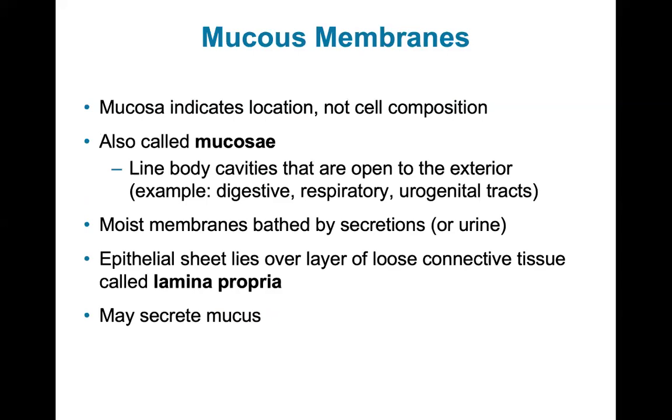These are going to line body cavities that are open to the exterior, for example, the digestive tract, GI tract, the respiratory tract, and the urogenital tract. These are going to contain moist membranes bathed by secretions, or, for example, other things such as urine. They are epithelial sheets that lie over layers of loose connective tissue called a lamina propria, and these particular types of mucosa may actually secrete mucus as well.